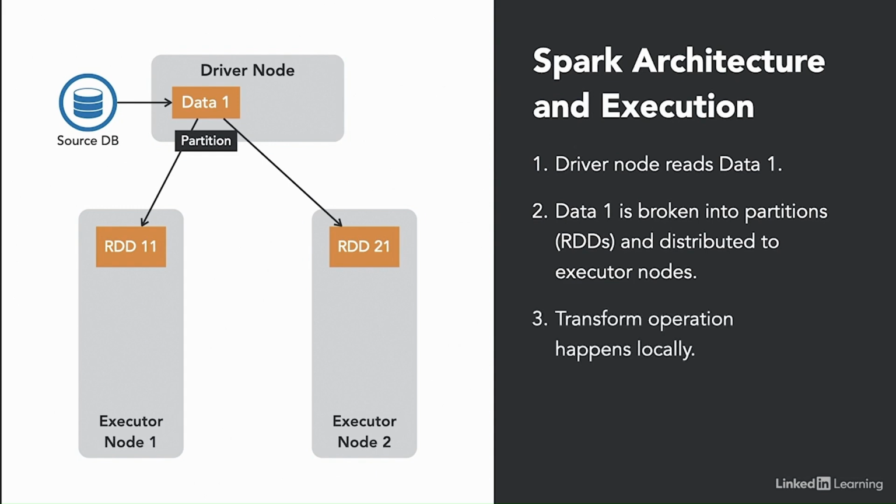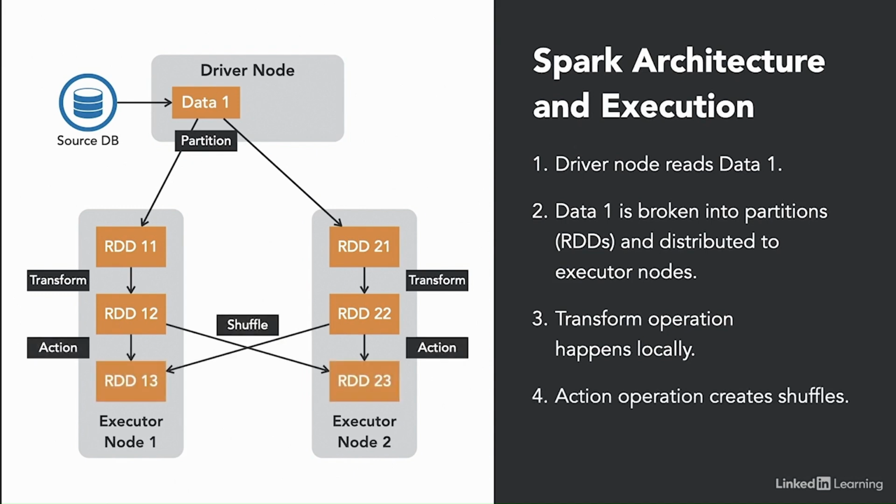When a transform operation like map or filter is executed, these operations are pushed down to the executors. The executors execute the code locally on their partitions and create new partitions with the result. There is no movement of data between executors. Hence, transforms can be executed in parallel.